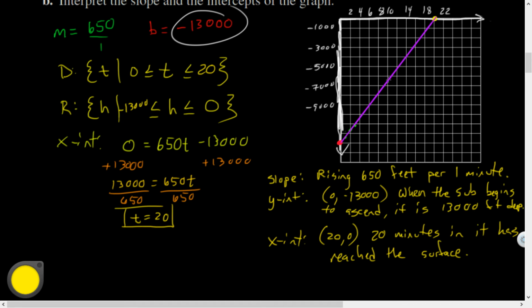Actually, before I leave this problem, what's going on at this point? Could someone tell me what's going on here? Let's say this is the point 10 comma, I don't know, it's probably negative 6,500, I'm guessing. What does that mean for this submarine? What is 10? It was time in minutes after it started ascending. So what does this mean?